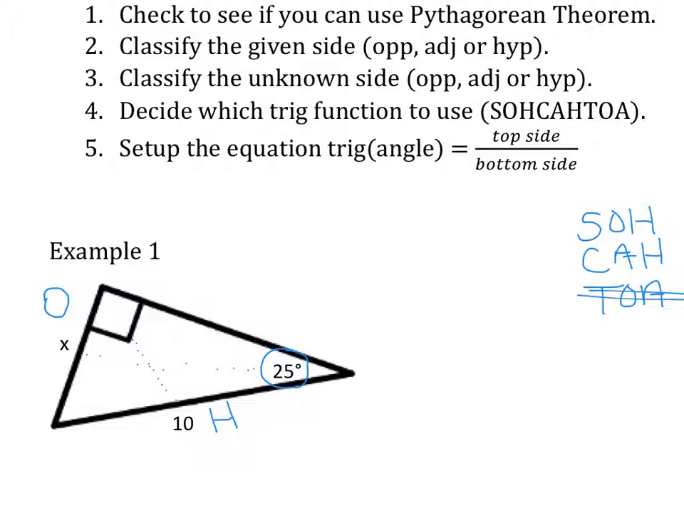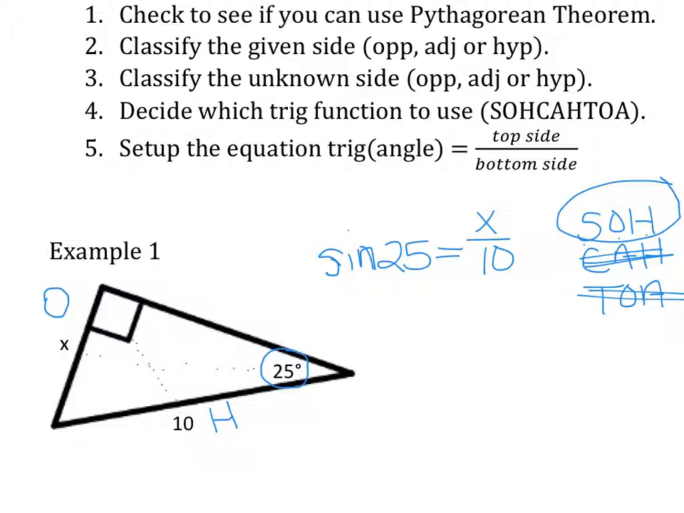I go back to my SOHCAHTOA here. If it does not have O, then I can't use it, so I cross it out, and then I'm left with SOH. SOH is sine equals opposite over hypotenuse. So now I can set up my equation. I start with sine, so S-I-N, of the angle given, 25, and I set it equal to the opposite side, x, over the hypotenuse, 10.